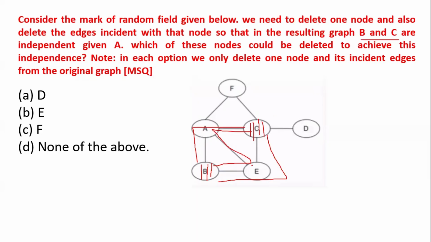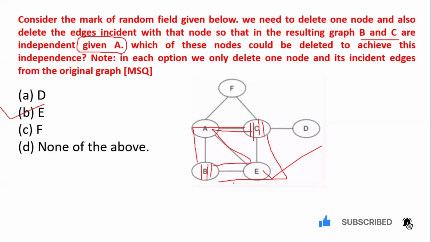Now, given A means we have to delete A first. After deleting A, which node do we have to delete so that B and C will be independent of each other? Now, E will be our option. Do you understand what I'm saying? We have to delete A first, because given A, we have to find out whether B and C are independent. Now, if A is not there, then which node do we have to delete so that B and C will be independent of each other? The answer will be E. We have to delete node E so that B and C will be independent of each other, because this is the only path left after deleting A.